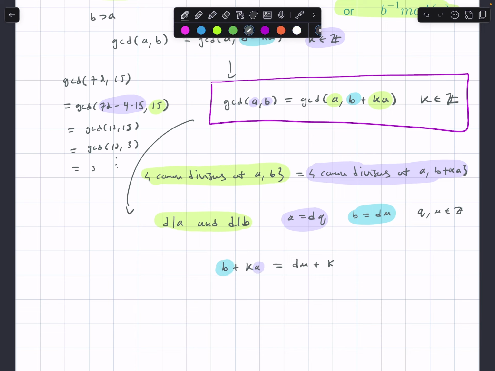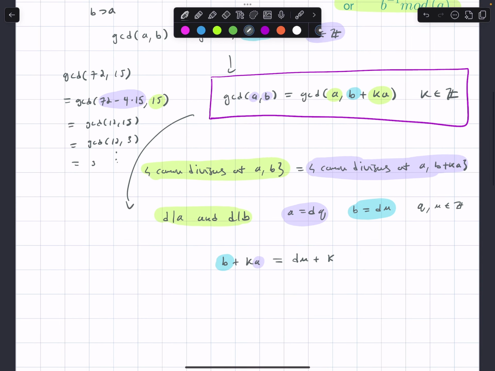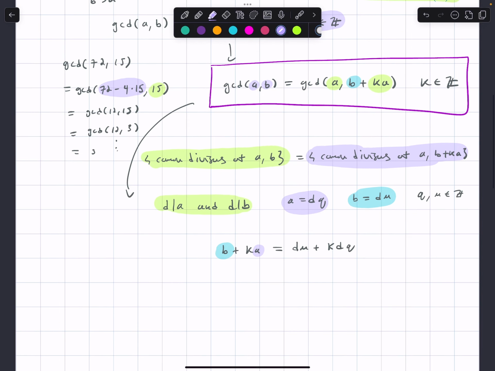a was d times q, right? d is a divisor of a, so a is d times q. So this is k times d times q. That's the a here. This is the b here. And then, of course, we can factor out a d from this. This is d times (m plus k times q). So this means that d divides a, and also d divides b plus k times a.